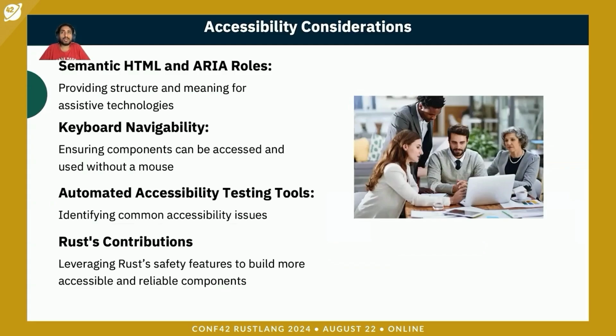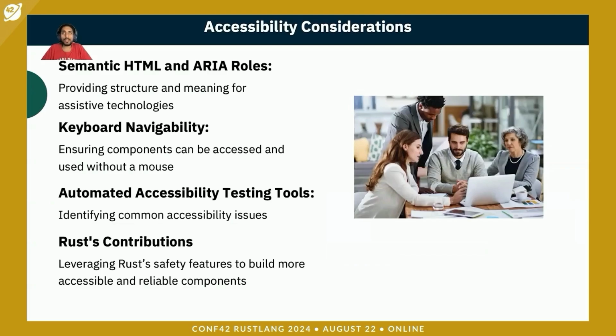Using semantic HTML tags and ARIA roles helps provide structure and meaning to your content, making it more accessible to users who rely on assistive technologies like screen readers. For example, using the nav tag for navigation menus or the button tag for interactive elements helps convey their purpose to both users and search engines.